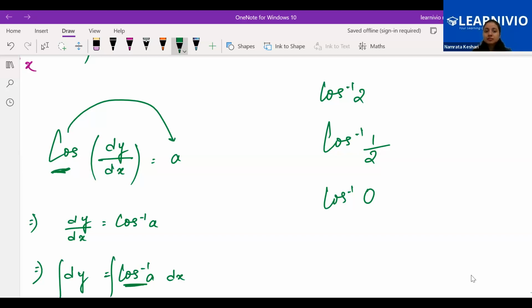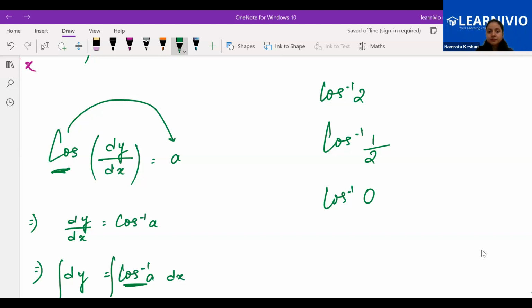Yes, Murtaza. dy will be y and cos inverse will be 1 by. Cos inverse A is just a constant. Treat it like a number 2. At the place of cos inverse A, suppose you are having 2. So what we will do, you will keep 2 aside and then you will integrate dx, right? Yes, ma'am. Similarly we have to do this one.